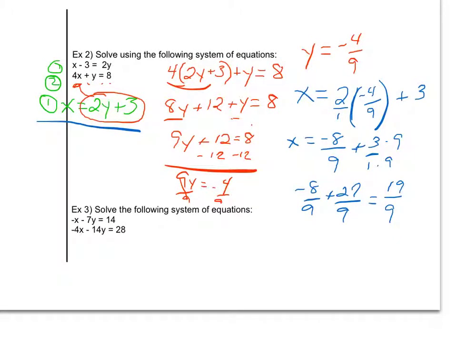Now that I know what both x and y are, my last step is going to be to write them as a point. So my final answer is an x value of 19/9, the one I just found, and a y value of negative 4/9, always x comma y. And there is my final answer.